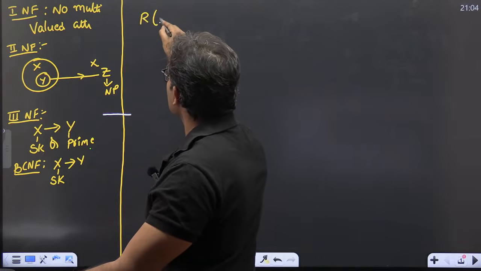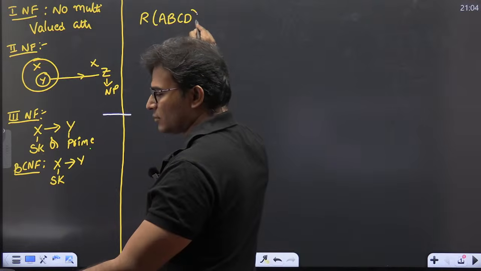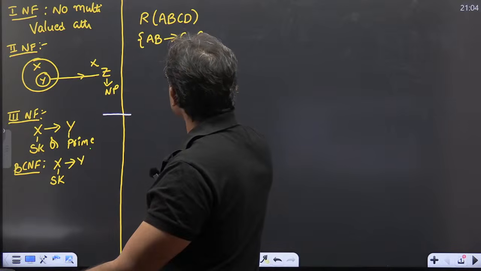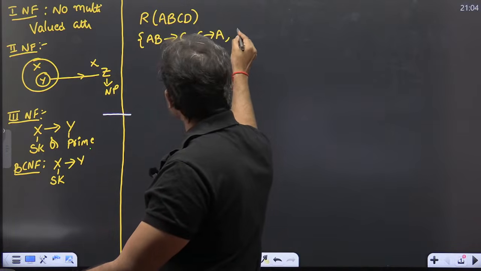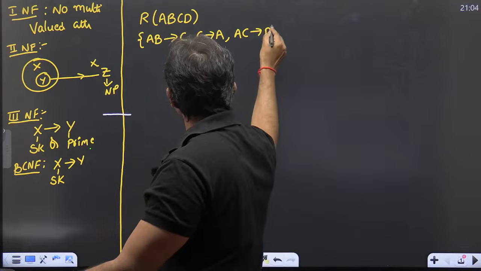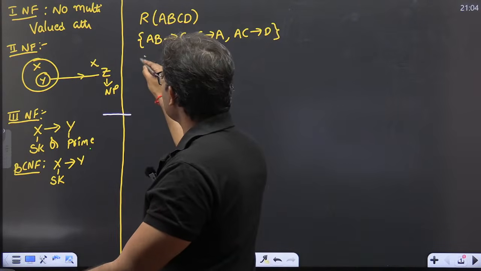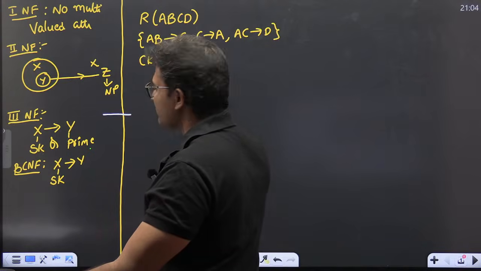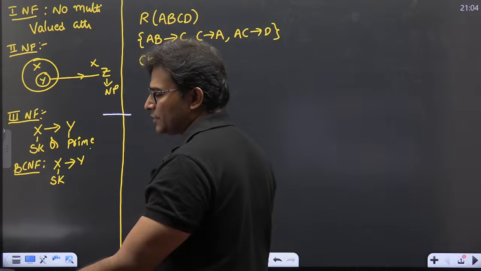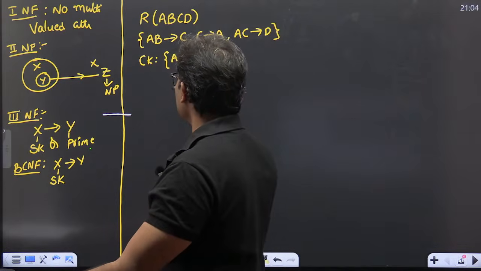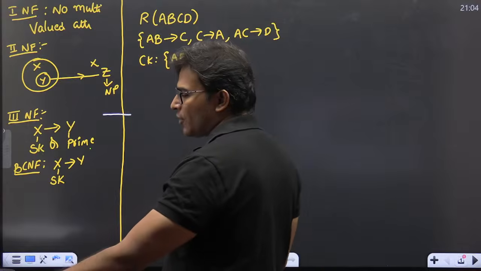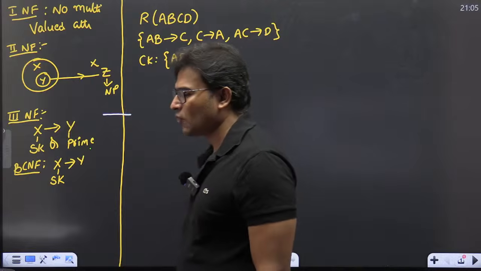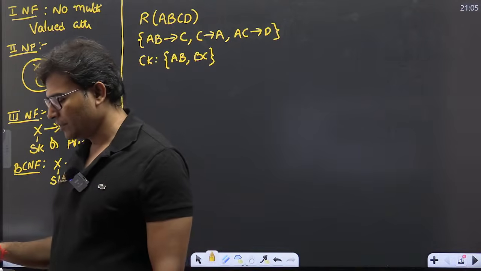The relation is A, B, C, D, and the functional dependencies are AB determines C, C determines A, and AC determines D. The candidate keys are AB and BC. You have to find the candidate keys yourself, but I am writing them because we have already seen how to find them. Now tell me what is the highest normal form.